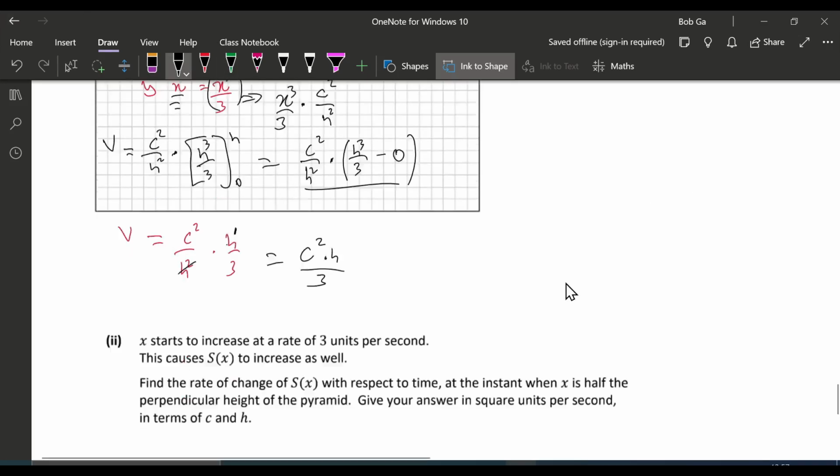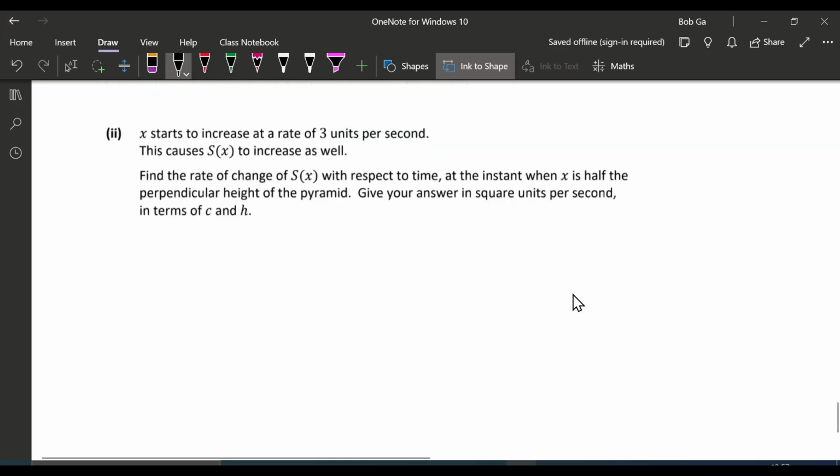Okay, so this one now: x starts to increase at a rate of 3 units per second. This causes s to increase as well. Find the rate of change of s of x with respect to time at the instant when x is half the perpendicular height of the pyramid. Give your answer in square units per second in terms of c and h.